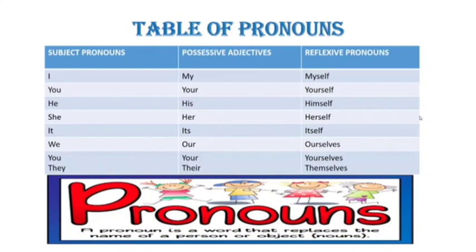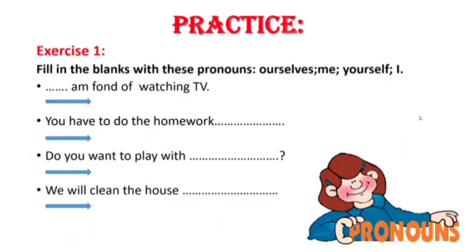So now we will move to some practice. I hope you wrote down the elements. If not, you can always go back and see the table. So first practice exercise number 1. It's easy. Fill in the blanks as usual. You have 4 pronouns, ourselves, me, yourself, and the pronoun I. So you have to fill in the blanks with these pronouns.